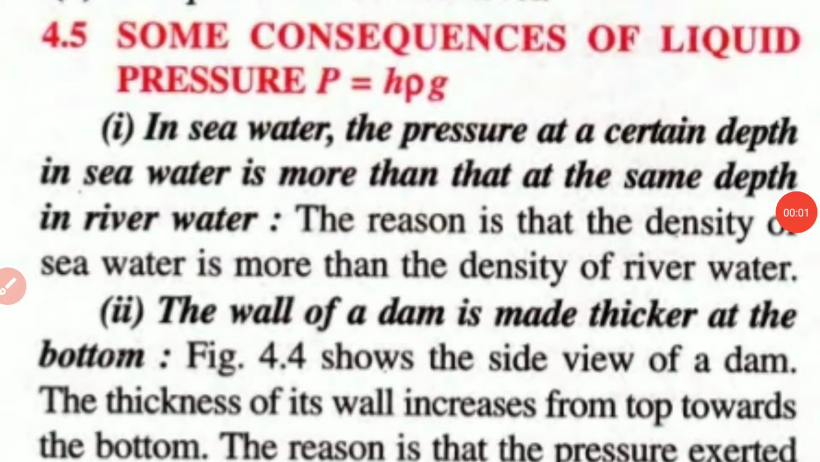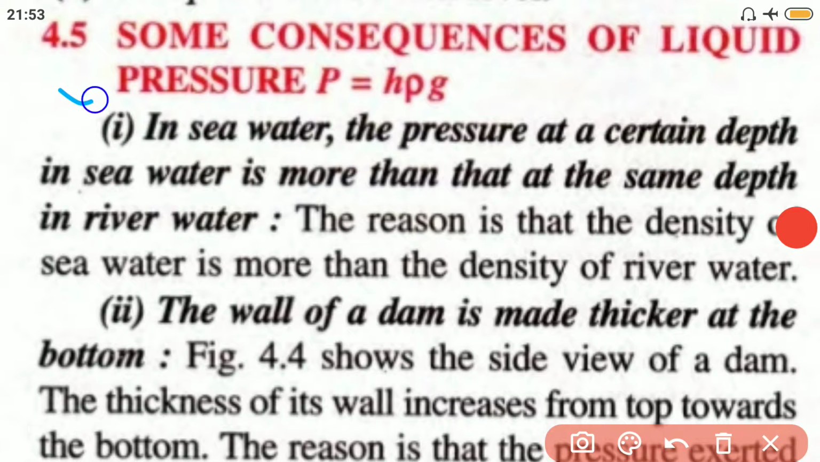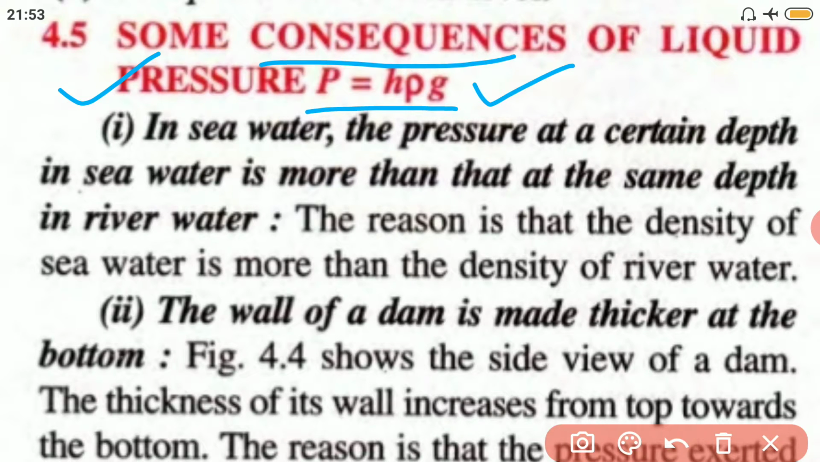This video is for class 9 physics, and today's topic is some consequences of liquid pressure, where P equals h rho g. We have derived this formula in the previous video. So we are studying some consequences of liquid pressure, and this particular formula will explain the consequences.